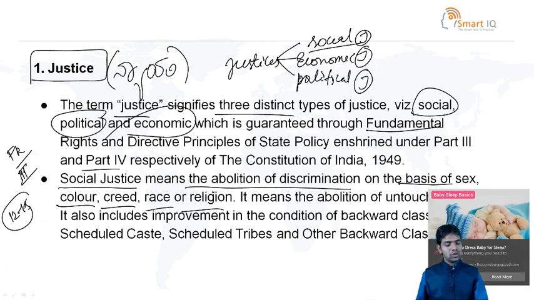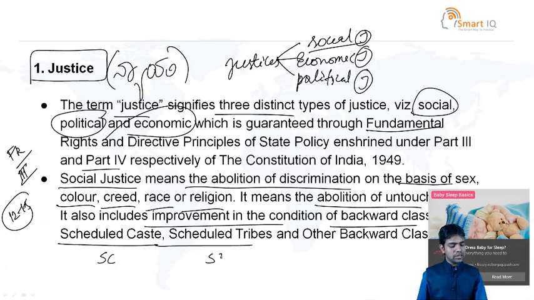That is, there is an abolition of discrimination on the basis of sex, race, religion, caste or place of birth, etc. It means the abolition of untouchability. Article 17 in the fundamental rights talks about the abolition of untouchability and prohibition of its practice. It also includes improvement in the condition of backward classes, especially SCs, scheduled castes, STs, scheduled tribes, and OBCs, other backward classes.